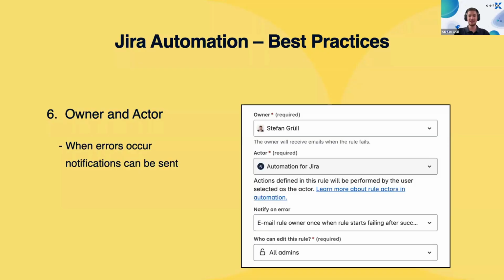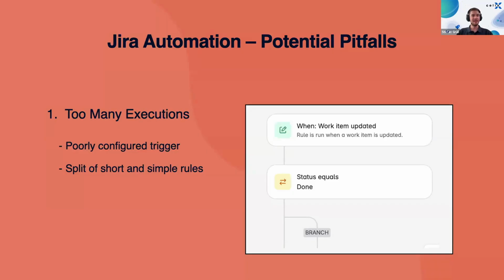Let's jump to the potential pitfalls. They are quite similar to the don'ts, but in a negative way. So, too many executions. I already said it. The trigger work item updated is, I think, the most misused trigger I've seen in many instances.